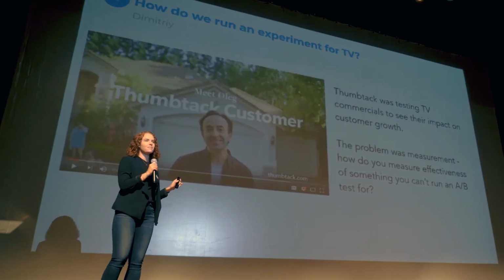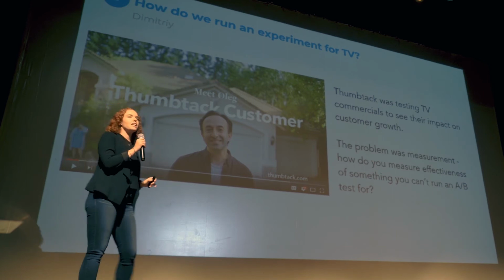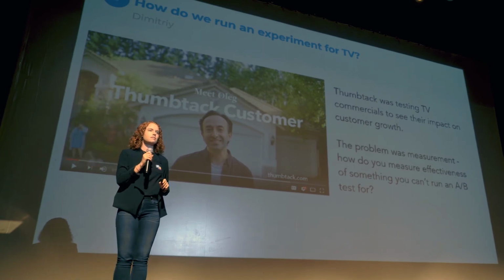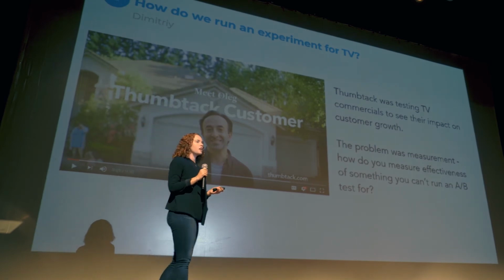Next problem. This was a big one, a fun one for the team to work on. How do we run an experiment for TV? So I think a lot of us understand experiments as running A/B tests. But how do you test something when you can't run an A/B test? Imagine, okay, we're going to run a TV test in Los Angeles, but somehow we're going to make sure that only half of Los Angeles sees the ad and the other half doesn't.